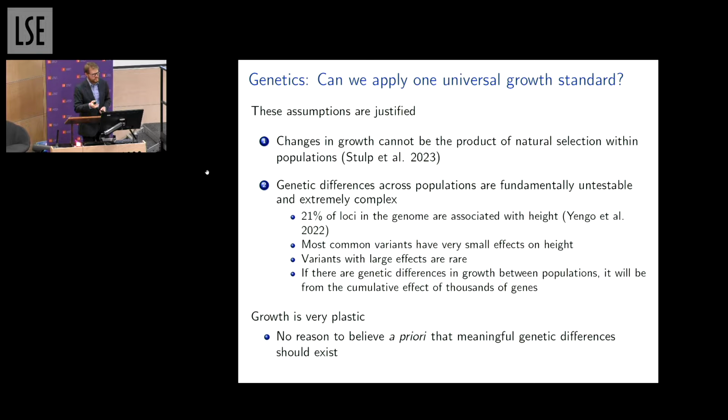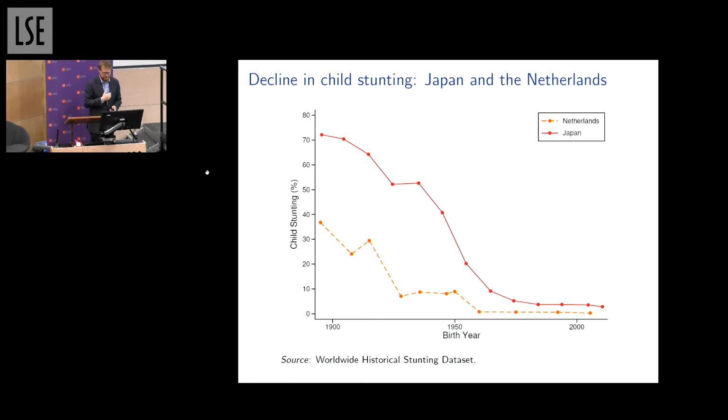And the final thing I'd emphasize is that growth is extremely plastic, right? The amount that both the Dutch and the Japanese have increased in height, the same population, is larger than the gap between them, right? So you have the same population that's 15 centimeters taller today than it was 100 years ago. So it's hard for people to take one point in time and say, this is the genetic effect, right? We don't really know that. There's no reason a priori to believe that there should be meaningful differences across populations.